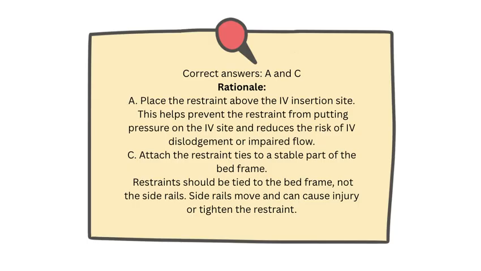Okay, so if you selected A and C, you got this right. These are the rationales. For choice letter A, place the restraint above the IV insertion site. This prevents the restraint from putting pressure on the IV site and reduces the risk of IV dislodgement or impaired flow. Letter C. Attach the restraint ties to a stable part of the bed frame. Restraints should be tied to the bed frame, not the side rails. Side rails move and can cause injury or tighten the restraint.